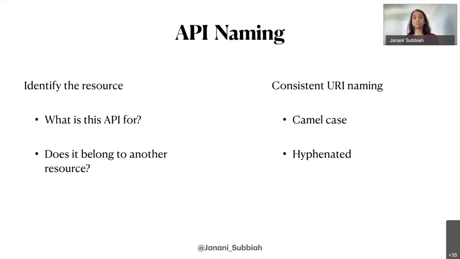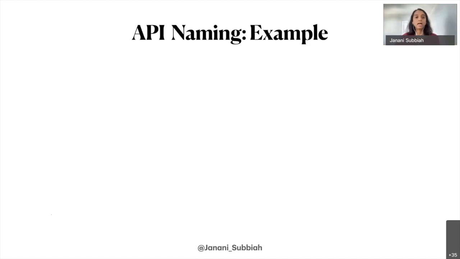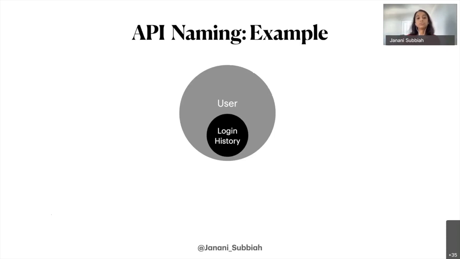So consistency throughout, and make sure if this is the first API you're building, make sure to pick one of the options available. So as an example today, let's come up with a resource we want to manage. I'm going to say I want to manage login history, and say I already have a system where users exist. So I'm going to identify login history as belonging to the user's resource that my system already manages.